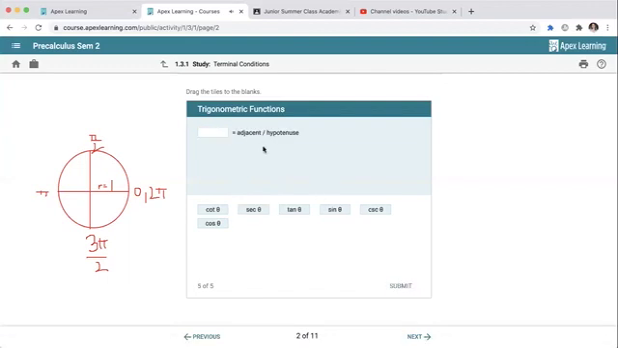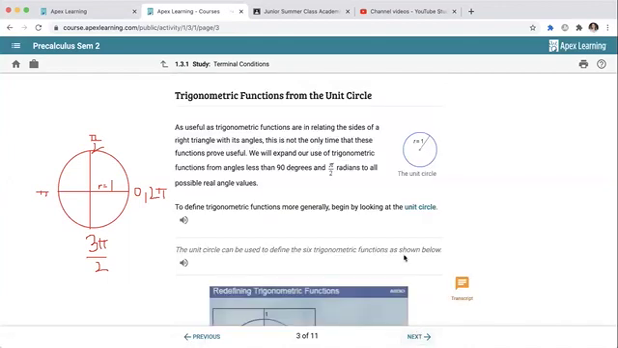All right, and then finally, adjacent over hypotenuse. That would be just a normal sine there. Or sorry, cosine. Normal cosine. All right, so now we've got that refresher out of the way.